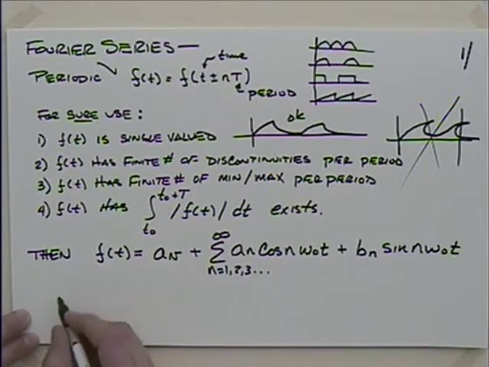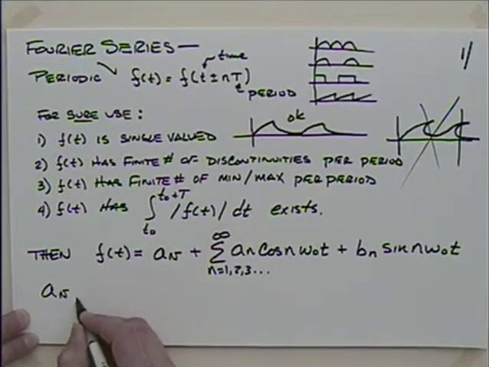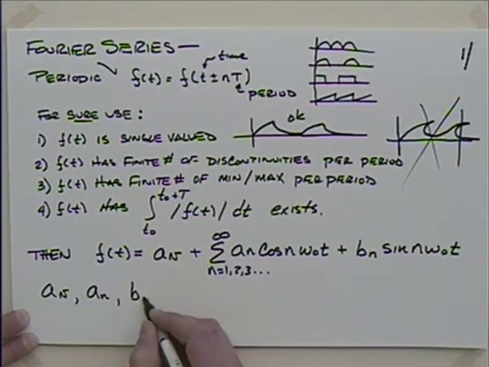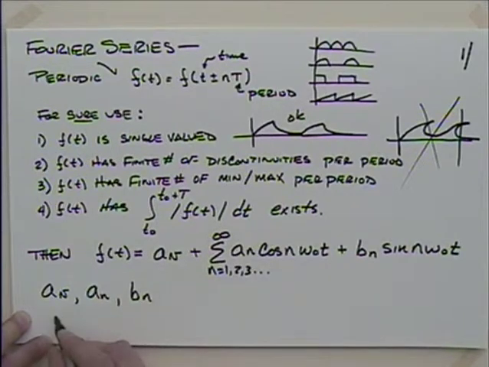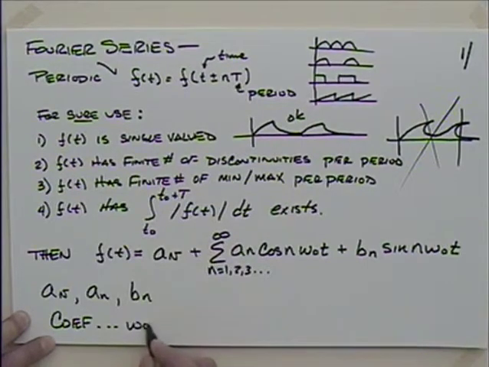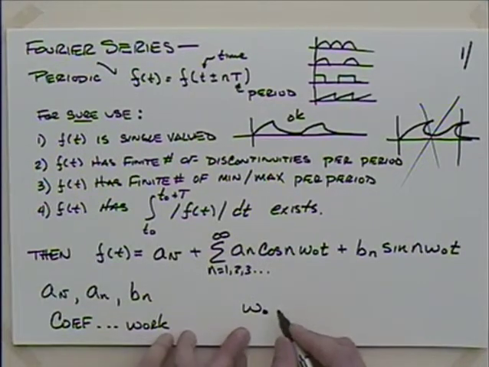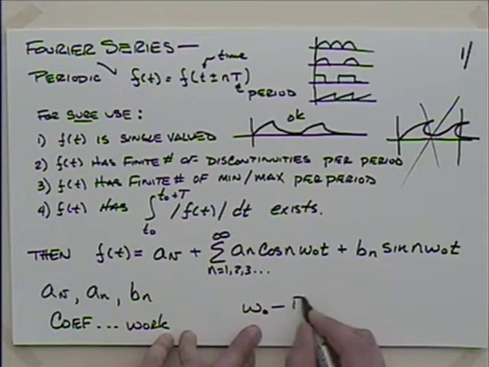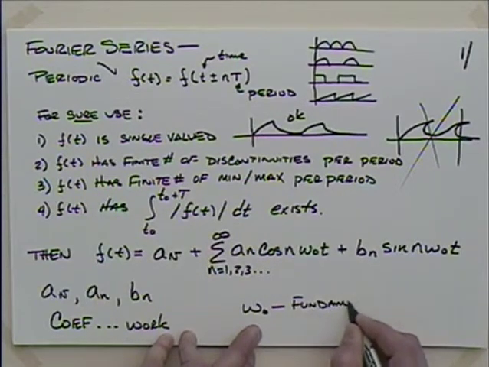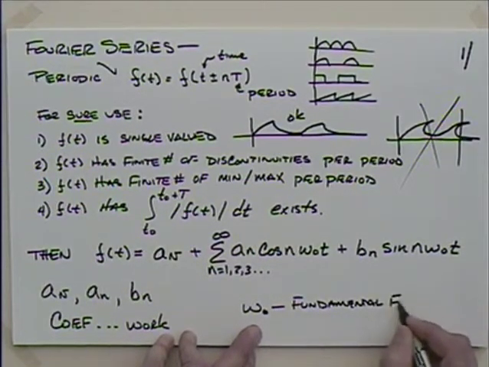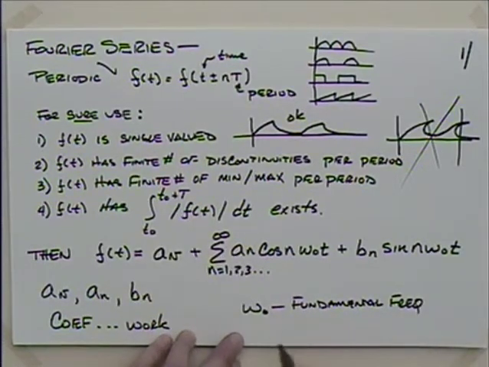Well, the a sub v, the a sub n, and the b sub n, those are the coefficients. And that is another name for work. That's where we'll have to do all the work in finding those. That's going to be where we spend most of our time in our task. The omega naught, that's our fundamental frequency, and then we would say n omega naught would be the harmonics.